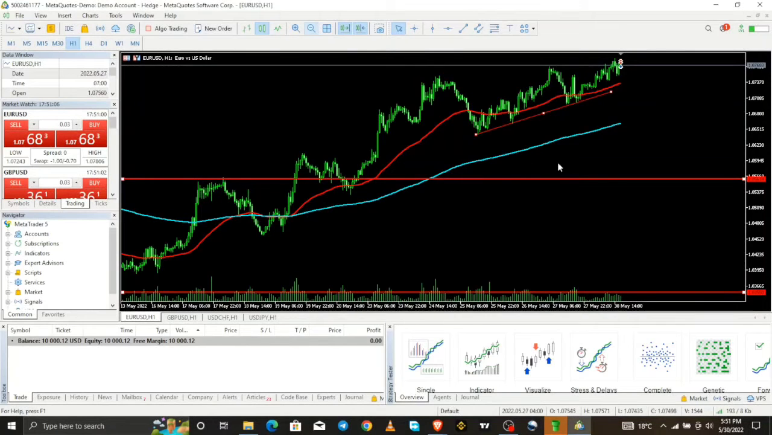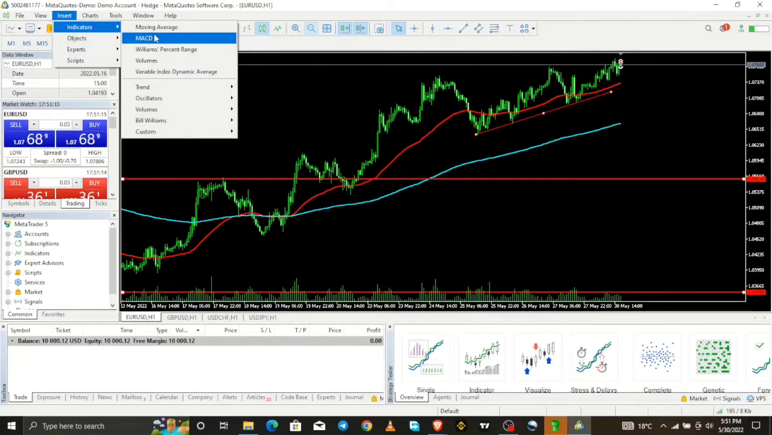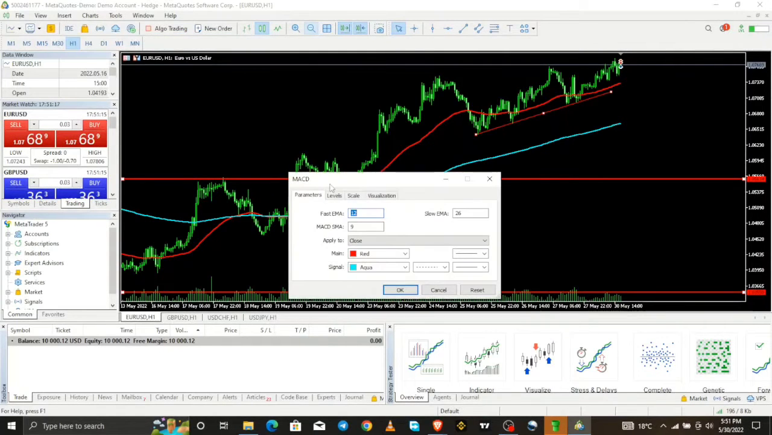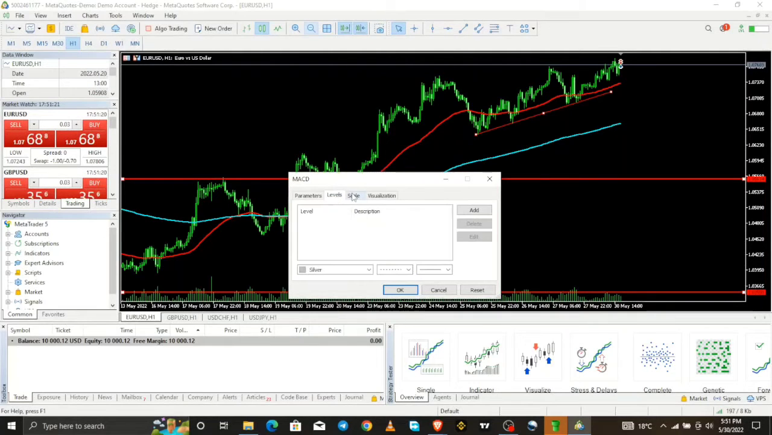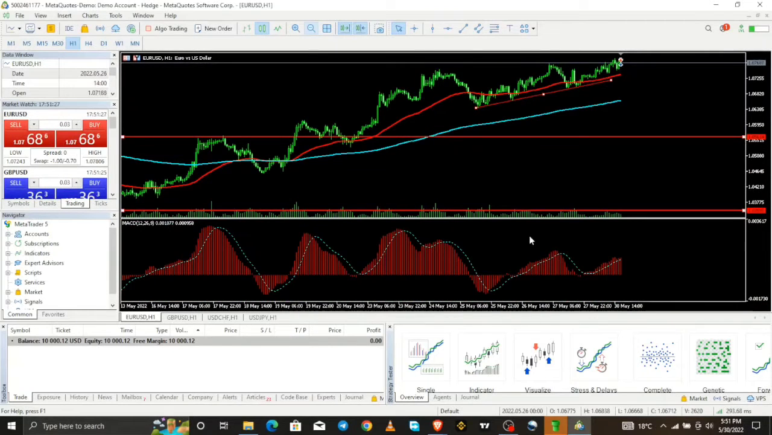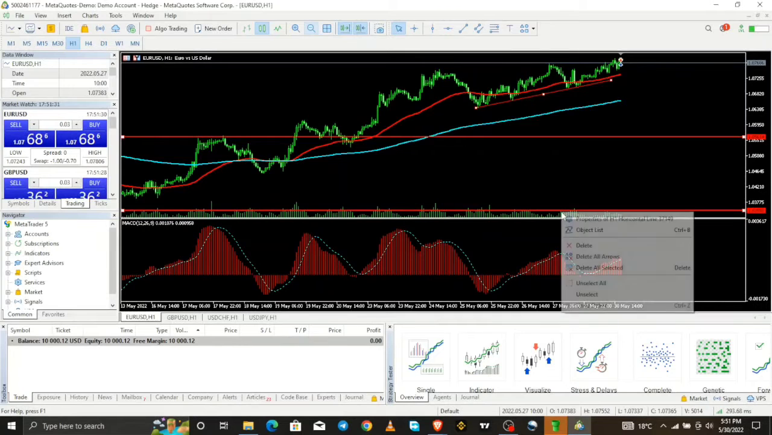so that we can confirm our trades using price action. Yes, as you can see here, let's also put the MACD for confirmation, the moving average convergence and divergence. Let's press OK. Okay, now I don't see anything. Okay, as you can see, this is the moving average and we are looking very bullish at the moment.